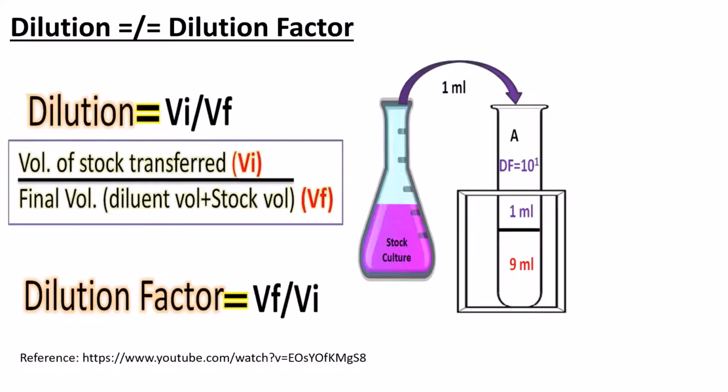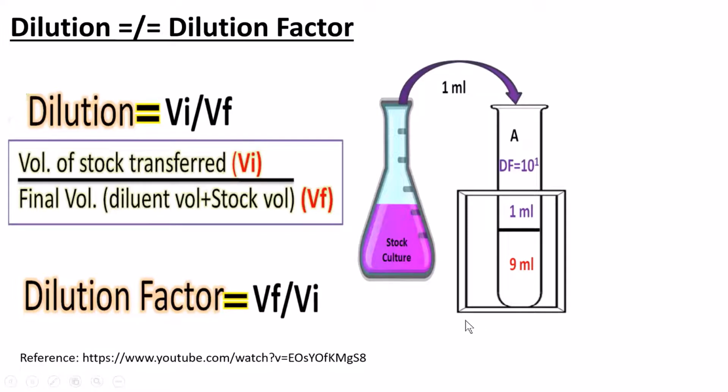Before we move on to the example, I just want to clarify something that is called dilution and dilution factor. Actually, they mean totally opposite things. Dilution is the volume of stock solution divided by the final volume, which includes the diluent volume, for example sterilized distilled water plus the stock volume. Whereas the dilution factor is reversed: it's the final volume divided by the volume of stock solution transferred.